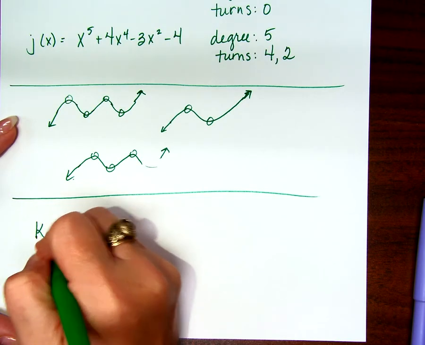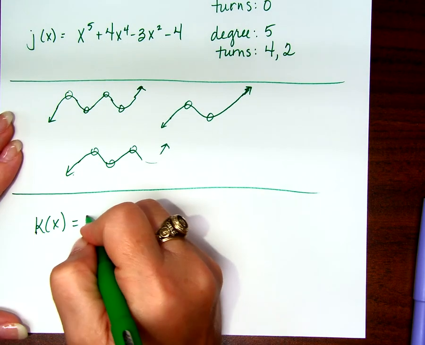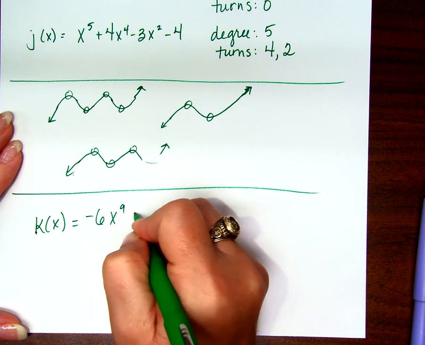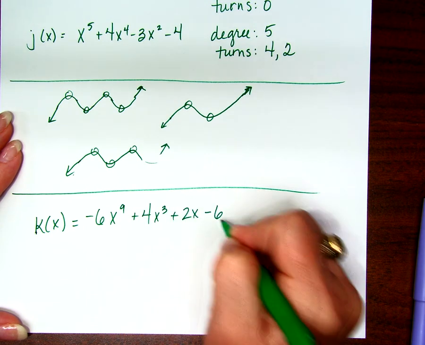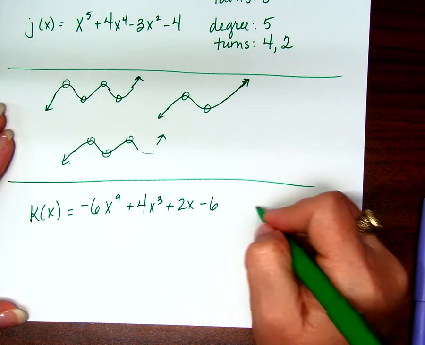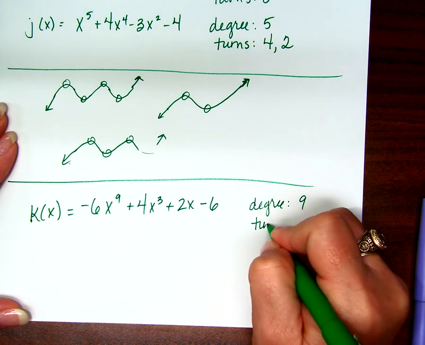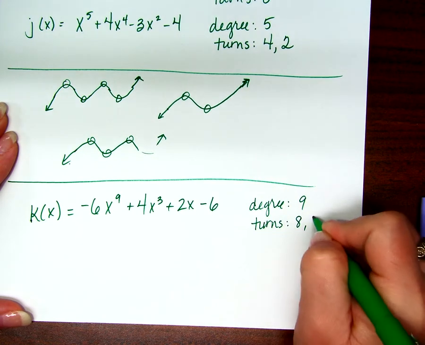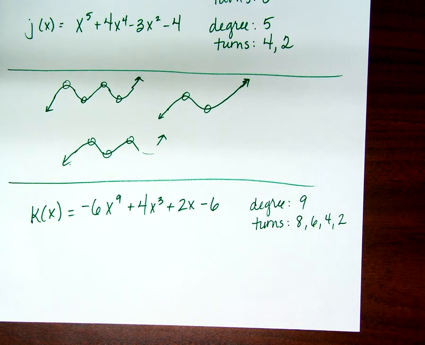Okay? So what if, what are we on, k? Yeah, k of x. What if it said negative 6x to the 9th plus 4x to the 3rd plus 2x minus 6? What is its degree? 9. How many turns are there? 8, or 6, or 4, or 2. You understand? Does that make sense to you? Good.